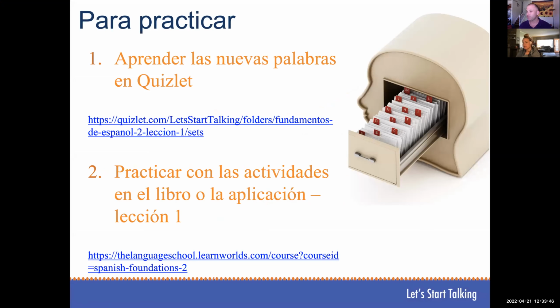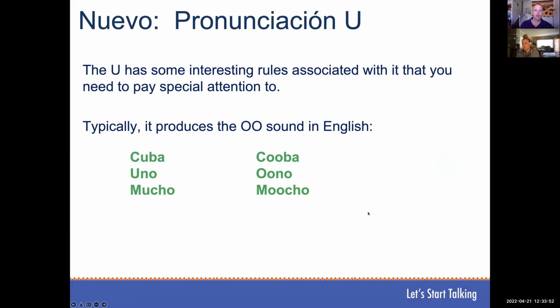Any questions from lesson 1? ¿Preguntas de la primera lección? No. Okay, so the letter U in Spanish is typically pronounced U.